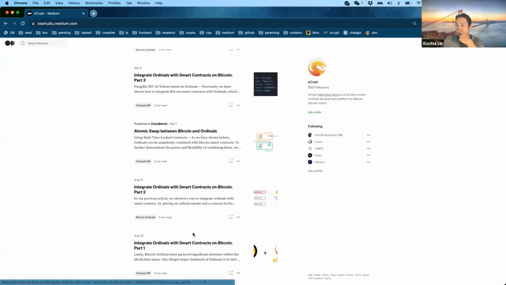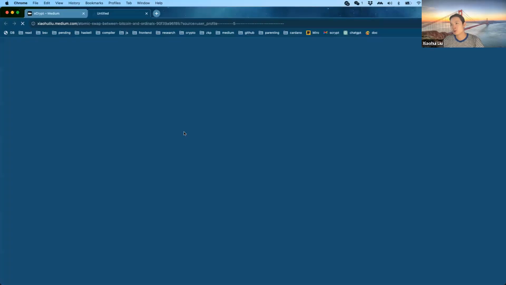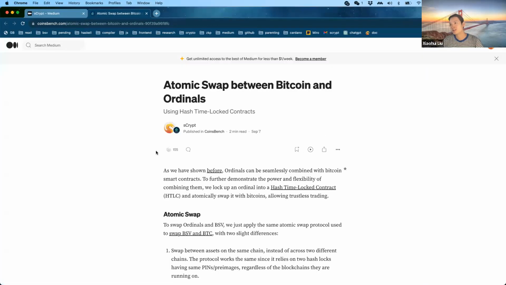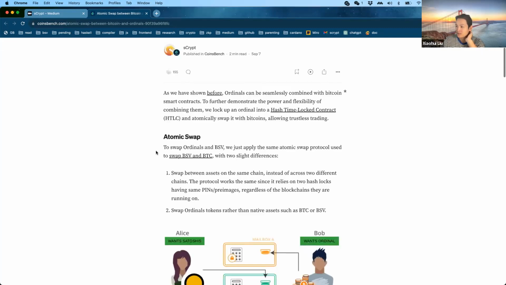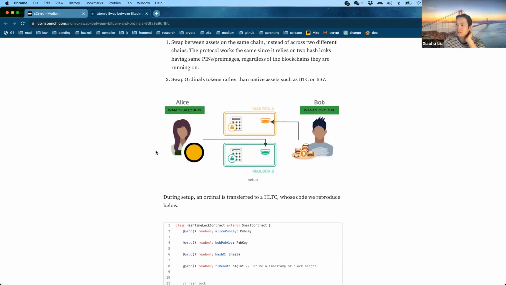Okay. So let's look at another example. In this example, we are using the contract and the ordinal in the same UTXO. Okay, how many people still remember, quite a while ago, we did this thing, which is very elegant, called the atomic swap using smart contract. So how does that work? Anybody can remind the audience?